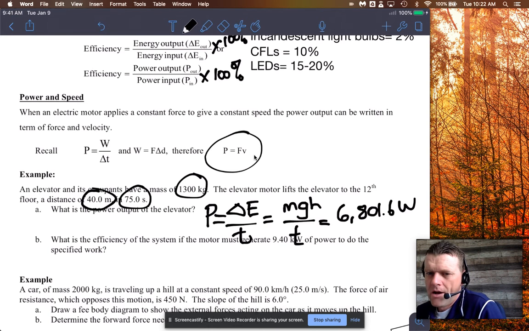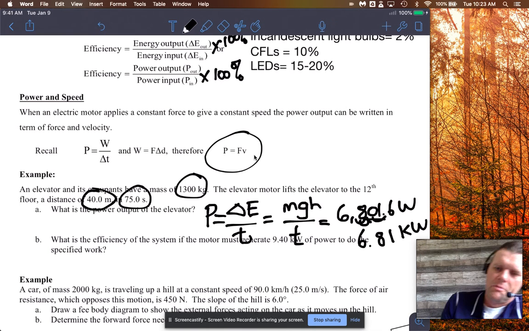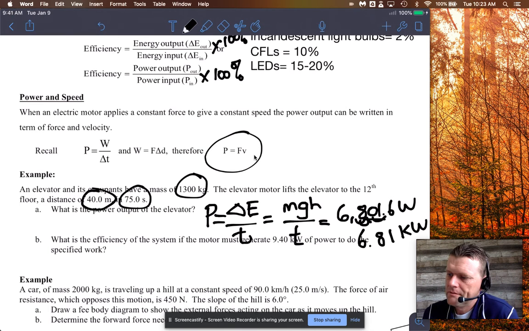So what you should be comfortable with is, if you get a number like this, we could just as easily express this in kilowatts. So all we have to do is divide this by 1,000, or some of you can see that, take the decimal and move it over 3 places, and we would get 6.8, I guess we could get 6.81 kilowatts, if you wanted to answer it that way. But that would be the output, okay?